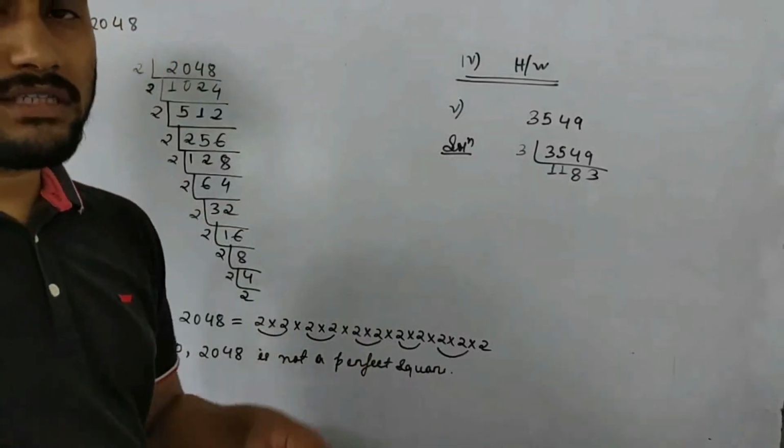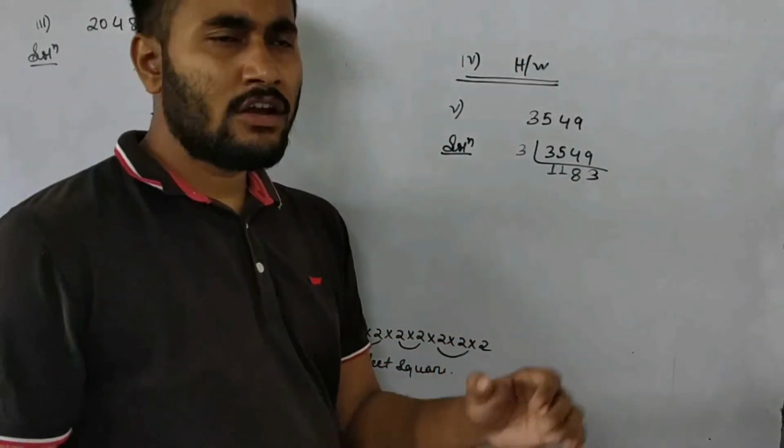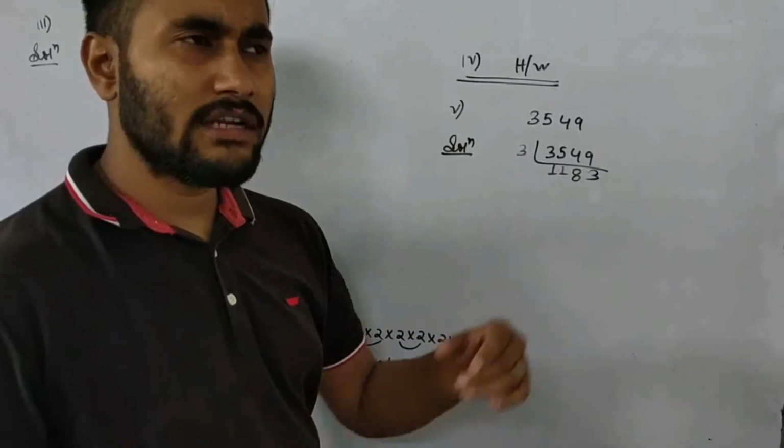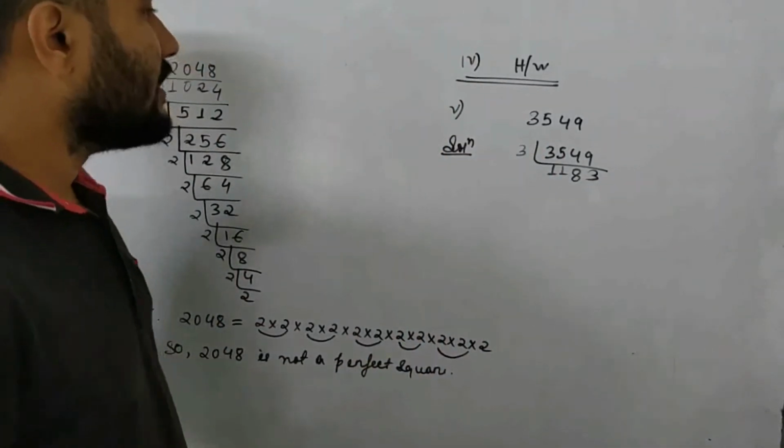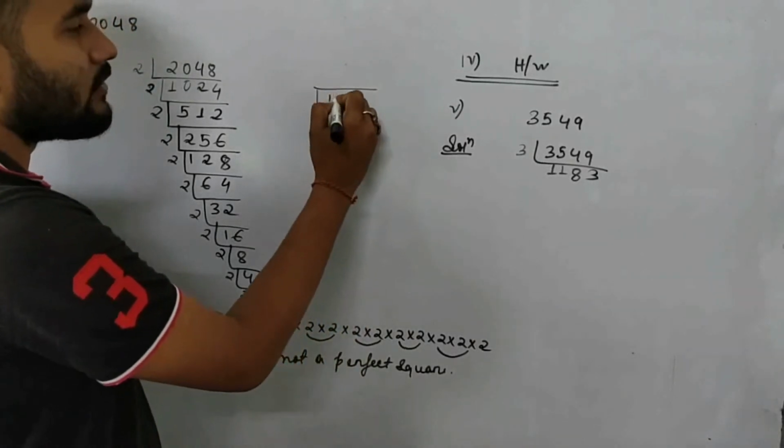Next prime number is what? 7. So you check the 7. No need to learn the divisibility rule of 7. Okay, it is more complicated only. So better you directly check by 7. See, for checking, if you have a problem, you can divide also.